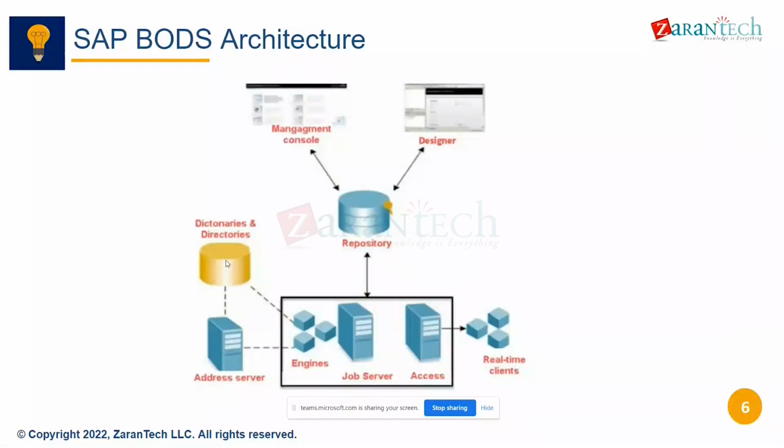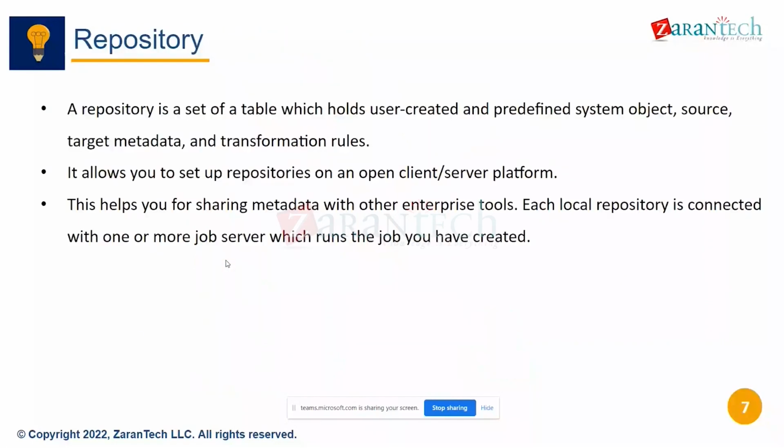Yes, yeah. So, repository. I told you, in the backend there are some tables: system objects, source, target metadata, and transformation rules. So these are all backend processes, whatever happens at the repository level.